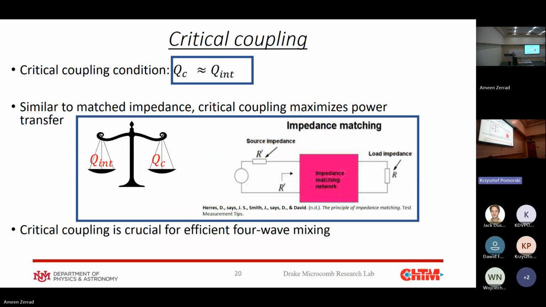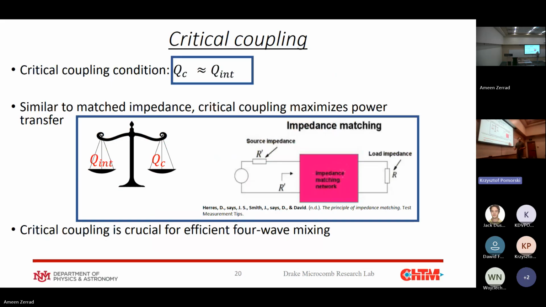Why do we care about it? Well, I'll give you an analogy. We want to be critically coupled at very particular wavelengths. What does it mean to be critically coupled? Just to give you the expression, it essentially means your intrinsic losses are matched by your coupling losses. It's very similar to impedance matching in the sense that when you match your impedance at one side of the circuit to the other, from the source to the load, you're maximizing the power transfer of the circuit.